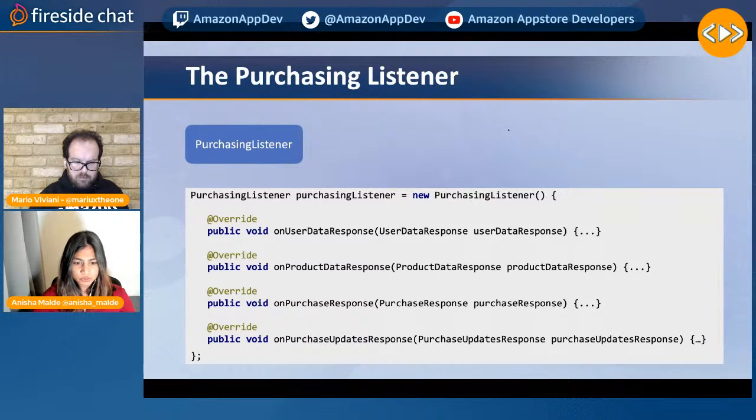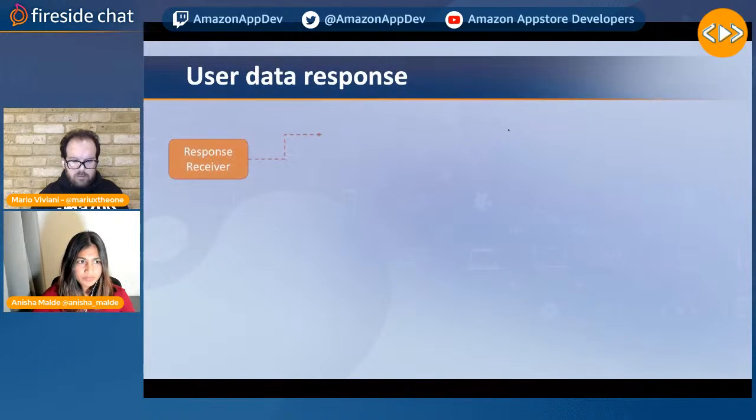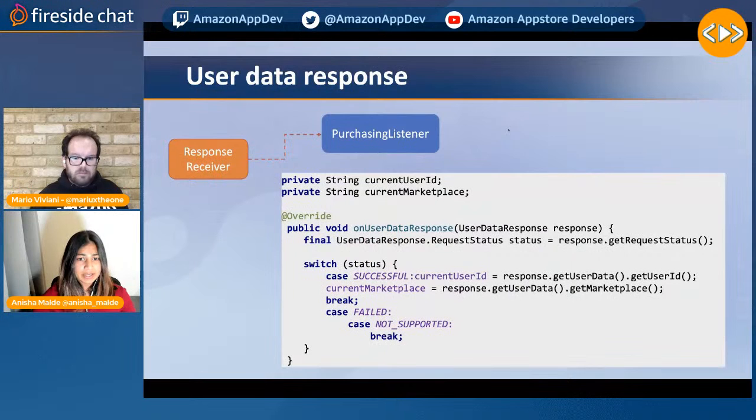So let's jump into each one of these a little bit more. So the first would be the user data response, which was from the get user data request. And this is what provides the app specific user ID for the currently logged in user. So again, it's just that user data that you need. And in this example, I'm also persisting the user ID and marketplace into memory, so we can use it further in our app if we need to.